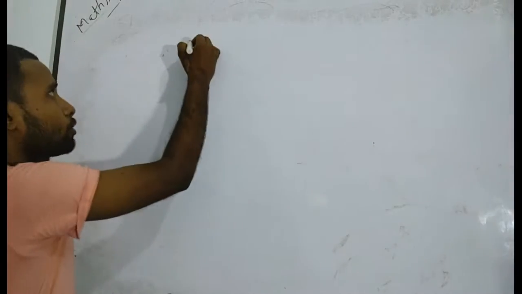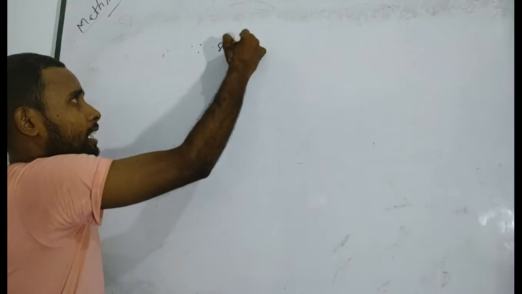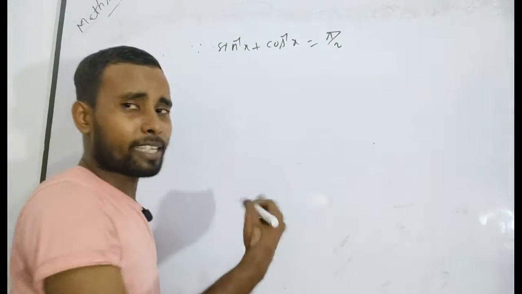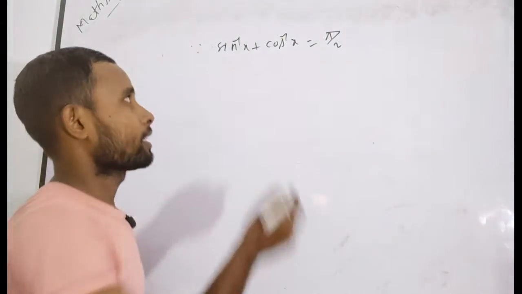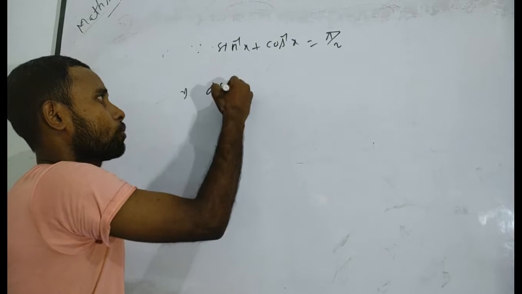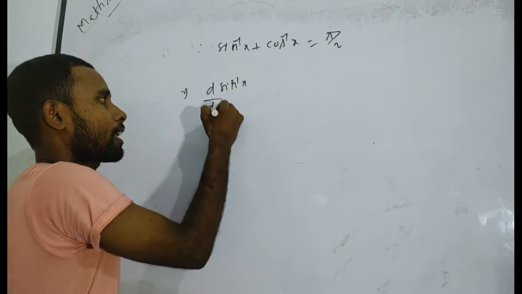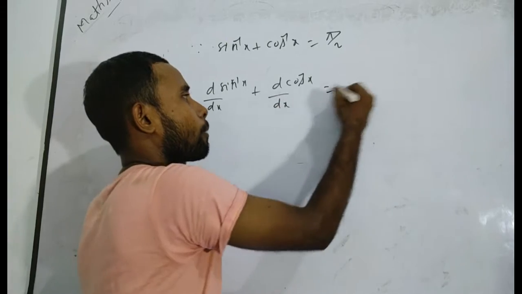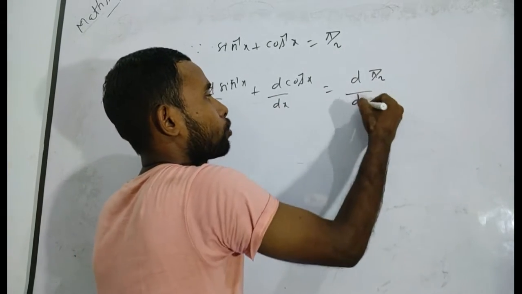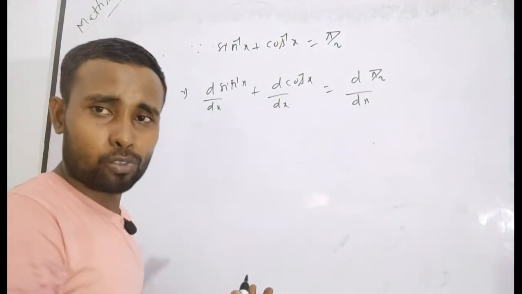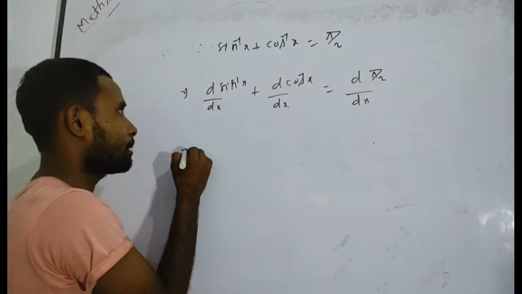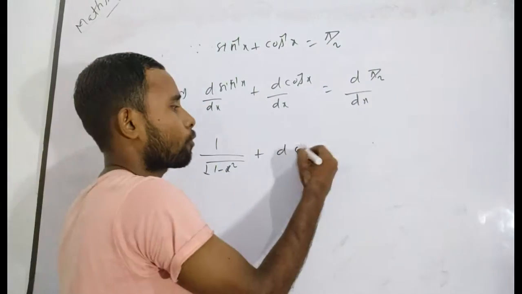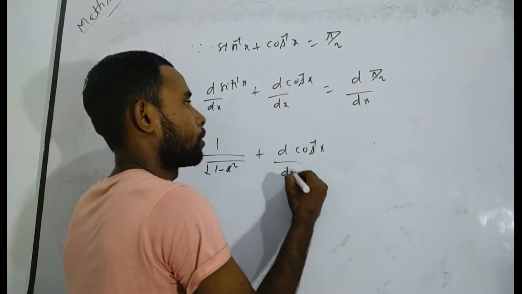Second method. As you know, sin inverse x plus cos inverse x is equal to what? Pi by 2. When sin inverse x plus cos inverse x is equal to pi by 2, differentiating on both sides, you will get the derivative of sin inverse x with respect to x plus the derivative of cos inverse x with respect to x, and the derivative of pi by 2 with respect to x. As you know, pi by 2 is a constant, so its derivative will be 0. And the derivative of sin inverse x with respect to x will be 1 upon root under 1 minus x square, plus the derivative of cos inverse x with respect to x, which equals 0.